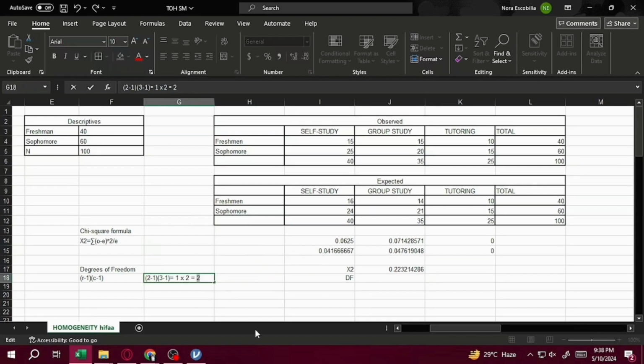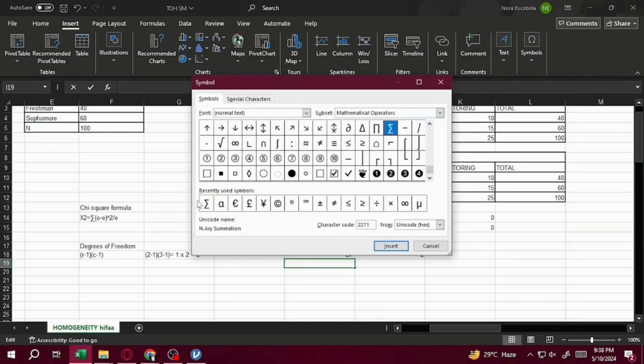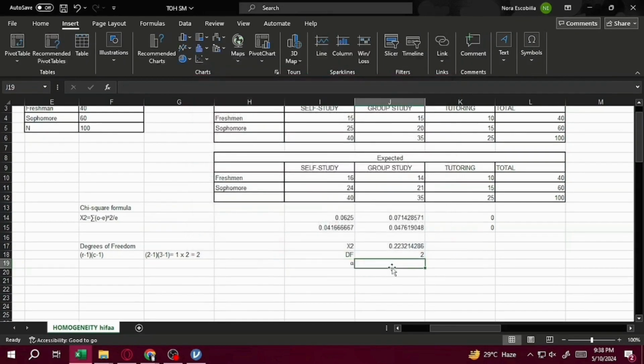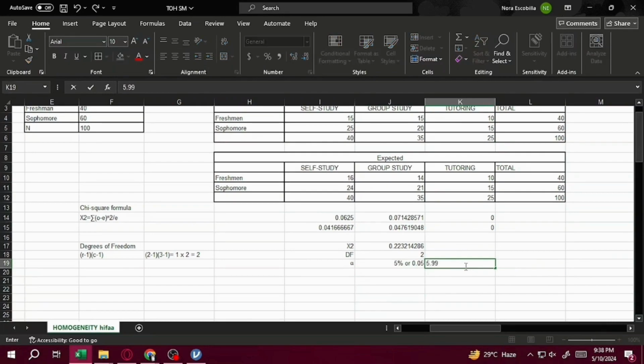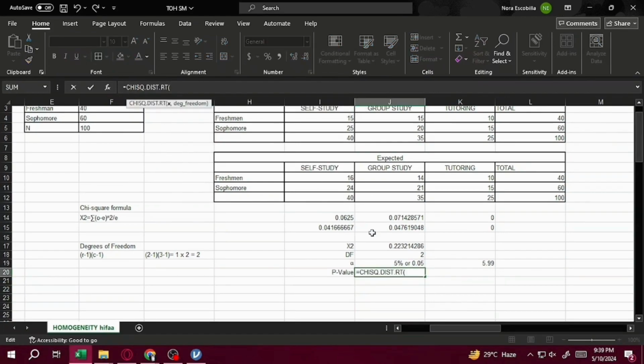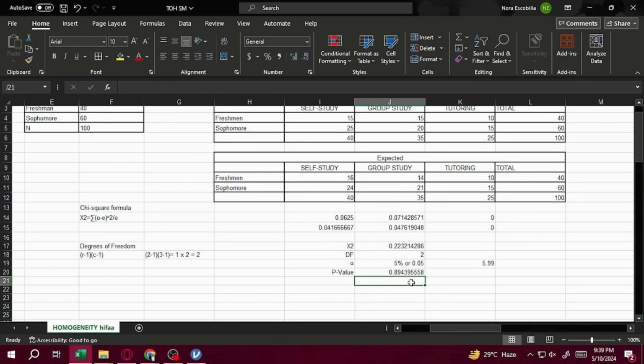So since we already got our chi-squared and our degrees of freedom, we need to write our alpha or our significance level. So our alpha or significance level is 5% or 0.05. And our critical value is 5.99. And we need to get our p-value. So to get our p-value, just type equal chi-square distribution and copy the chi-square value and the degrees of freedom, which is the 2, and we have 0.89, and so on.